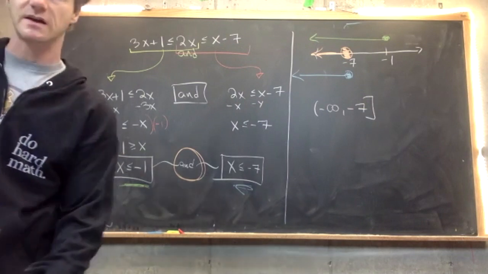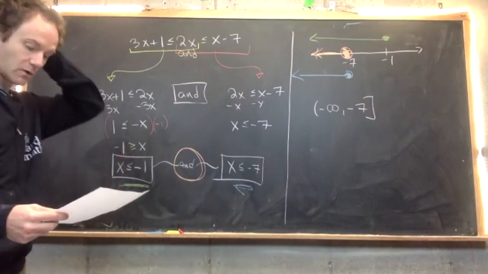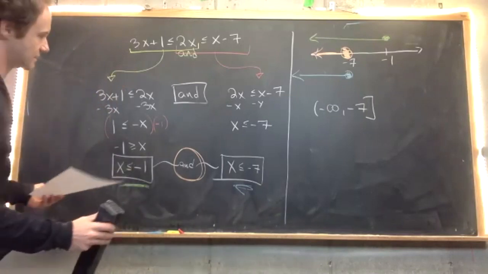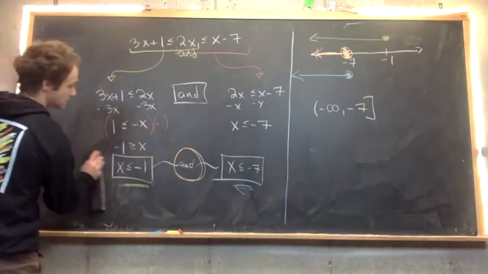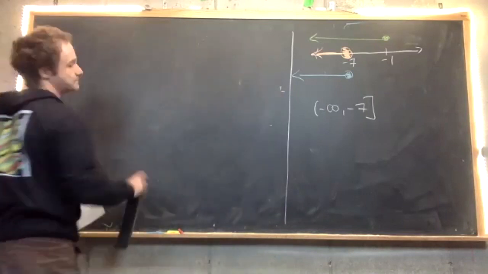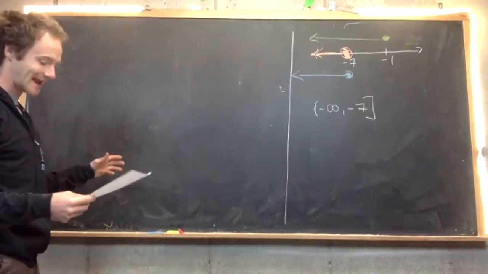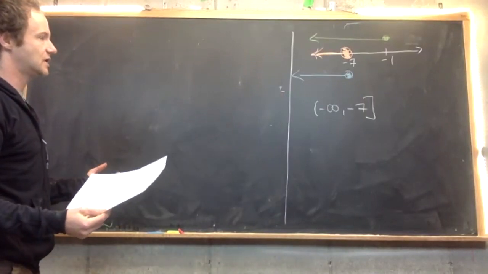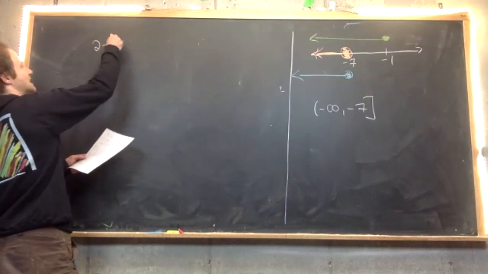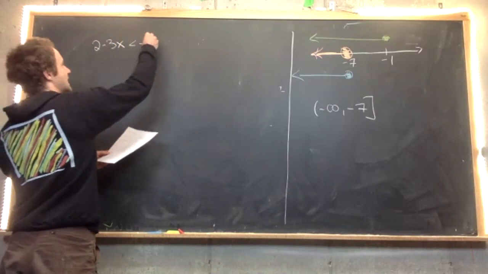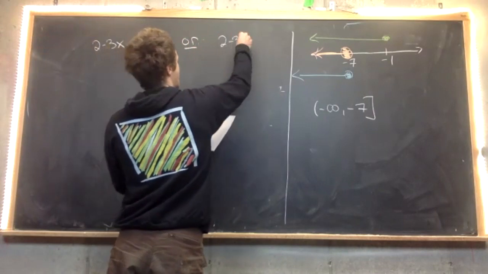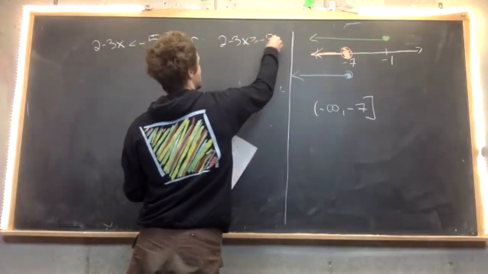Okay, so we've got like 3.5 minutes left. I want to do one more real quick, and then we'll be done. So let's see. So we've done a bunch with and conjunctions in between. I want to do one with an or conjunction. So let's say 2 minus 3x is less than -5, or 2 minus 3x is bigger than or equal to -3.